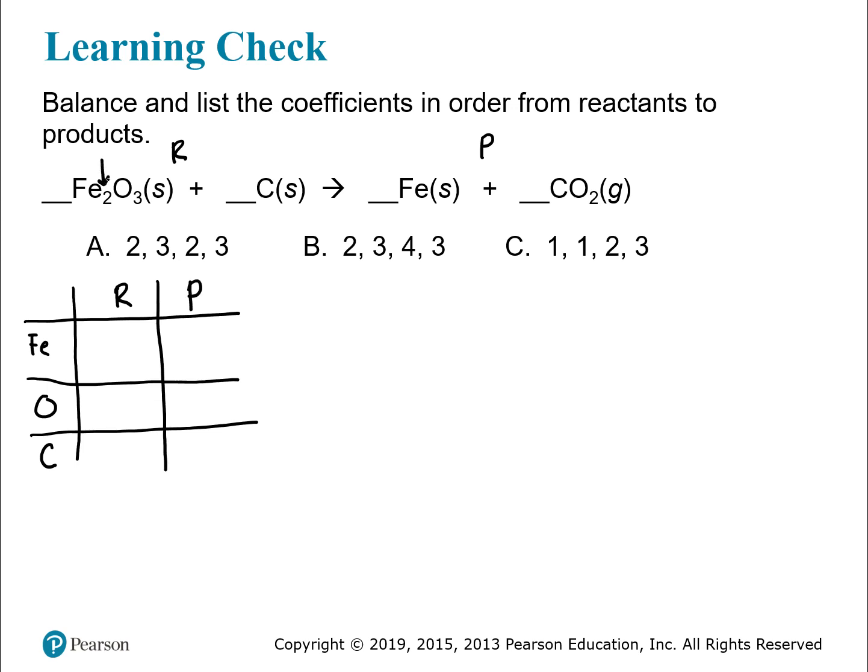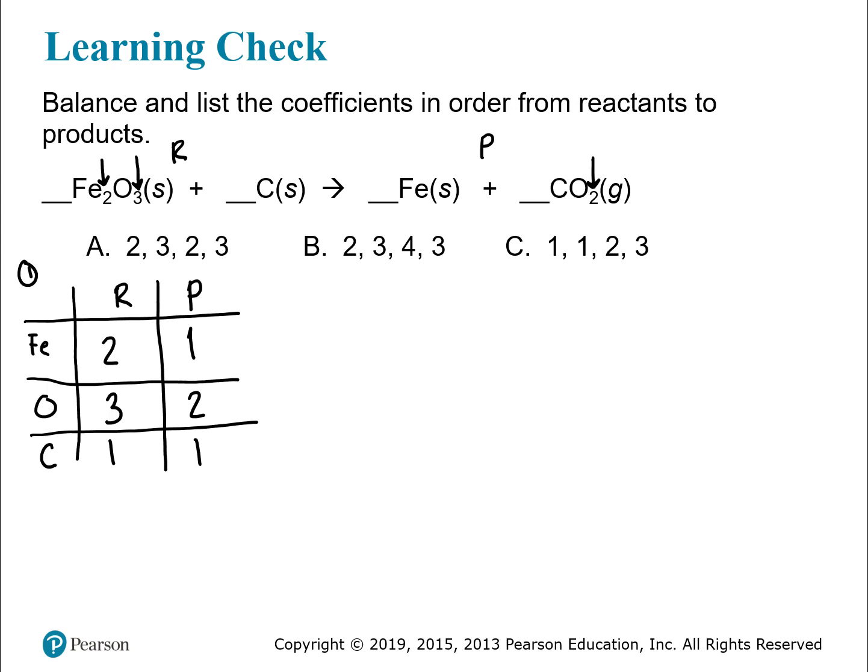The subscript after the iron tells me that I have 2. The subscript after the oxygen tells me I have 3. There is no subscript with the carbon, and we don't see a coefficient out in front. That means we've only got 1. Product side, we've got 1 iron, 1 carbon, and there's a subscript here for the oxygen that tells me I have 2. Clearly not balanced. This is our first table, just to take a lay of the land.